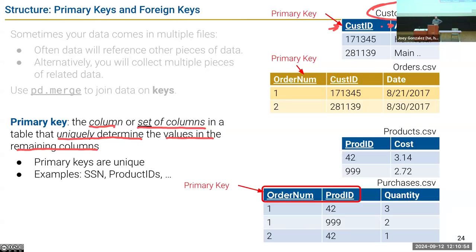It's possible two people live at the same address. But every customer should have their own customer ID. So customer ID will determine your address. Could a customer have more than one address? Not in this world. You only get one address if that's the primary key. If customers have more than one address, this would not be a primary key in this table. Okay.